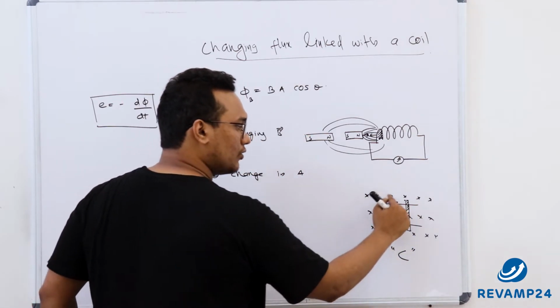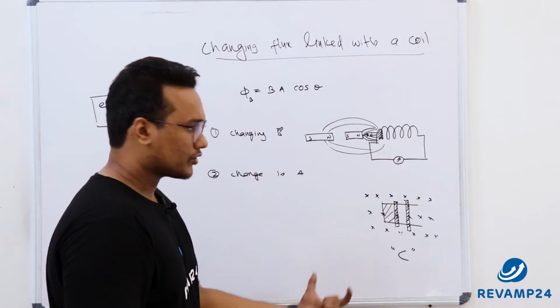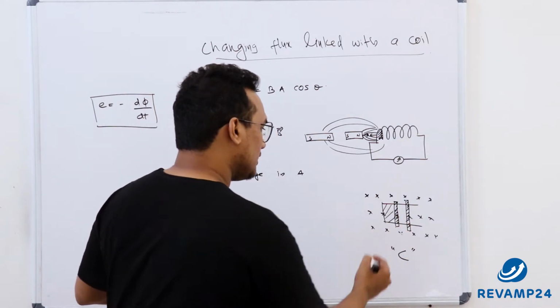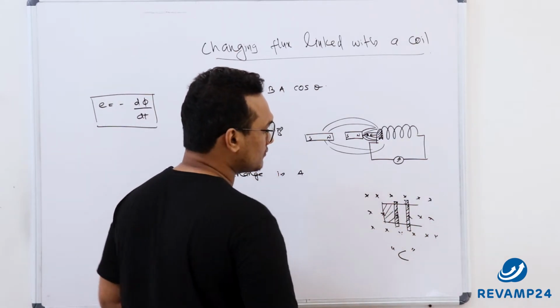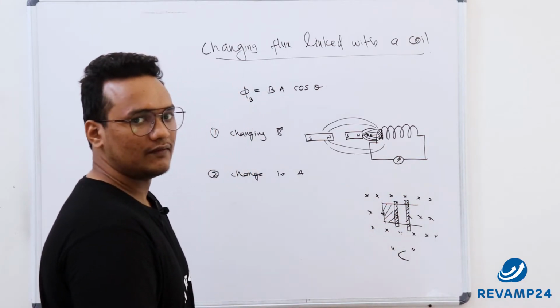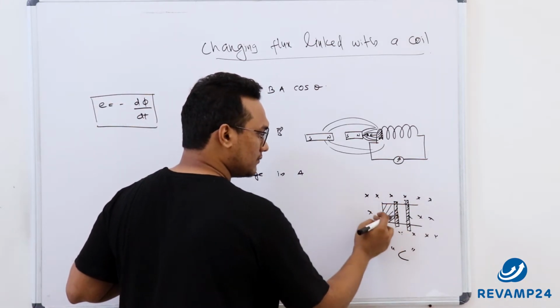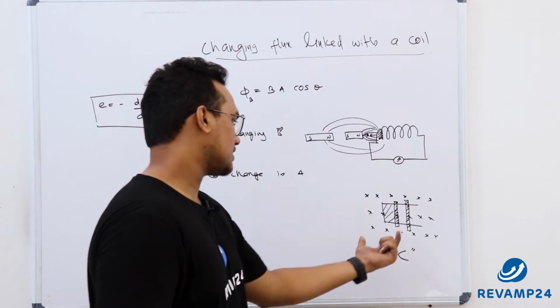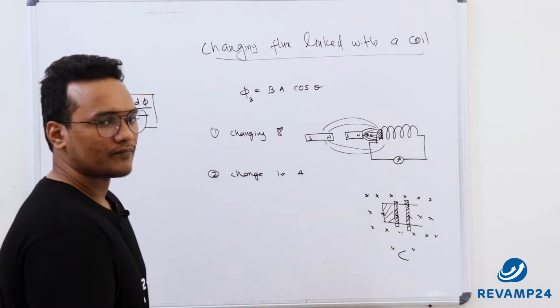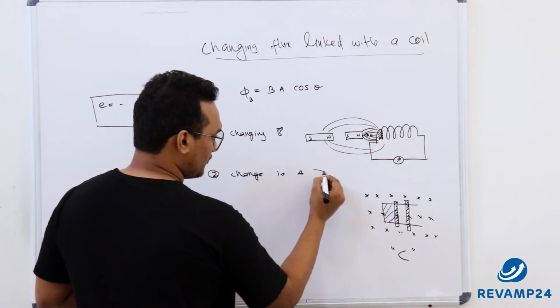Basically, current will only go through a closed circuit, right? So you only have to consider the closed part. This was the closed part previously, but now this has become the closed circuit. So what is the change? Change in area. So this is an example of change in area.